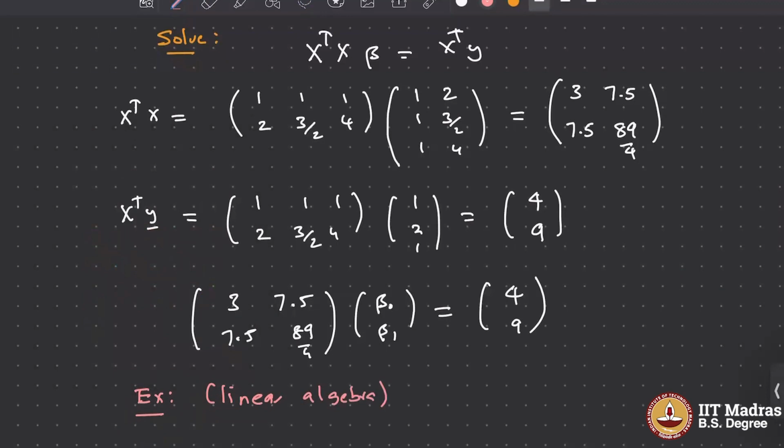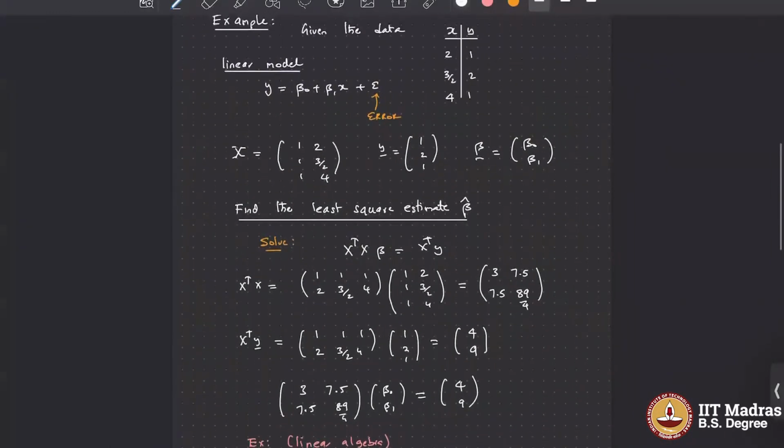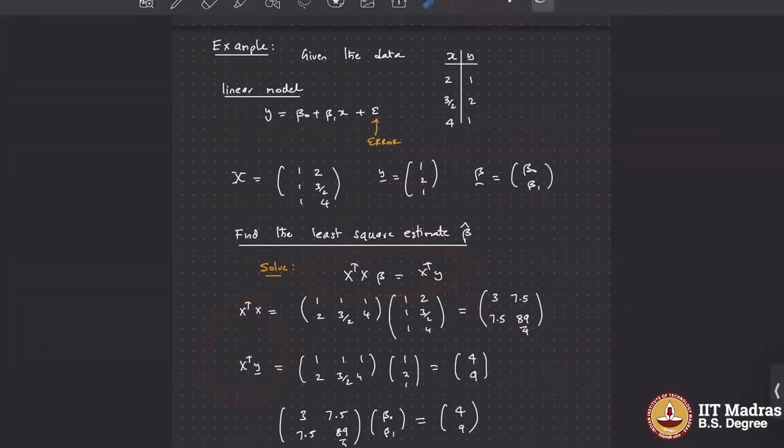I'll let you think a little bit. I have solved it myself in my notes. If I got it correct, beta naught hat is equal to 43 by 21, and beta 1 hat is equal to minus 2 by 7. That's what I get. It means my least square estimate is of the form 43 by 21 and minus 2 by 7. That's how I complete the calculation of finding the least square estimate for this data set. I set up the normal equations, I find X transpose X, and I do this whole thing.